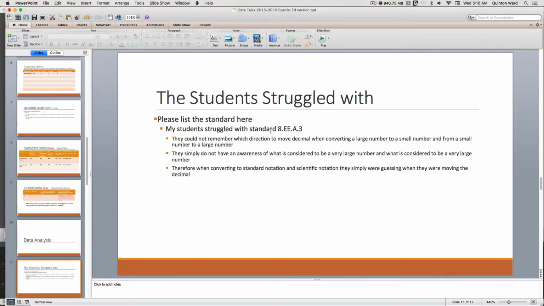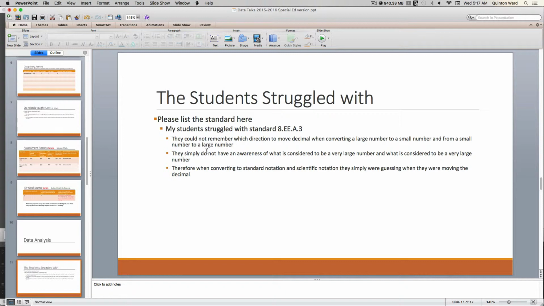My students struggled with standard 8, expressions and exponent, A, element 3. They could not remember which direction to move the decimal when converting a large number to a small number and from a small number to a large number. So they were randomly moving the decimal to the left and to the right, not understanding that when you move the decimal to the right, the number gets bigger, and when you move the decimal to the left, the number gets smaller.